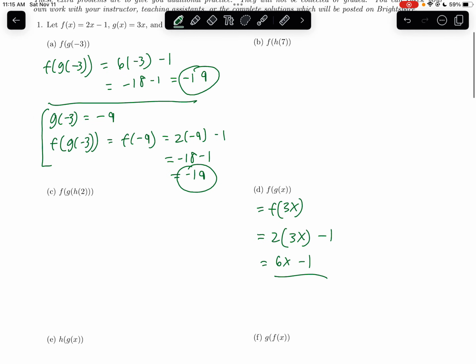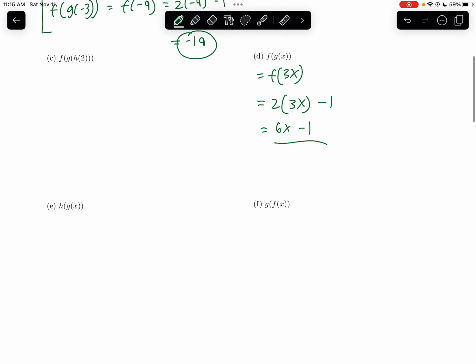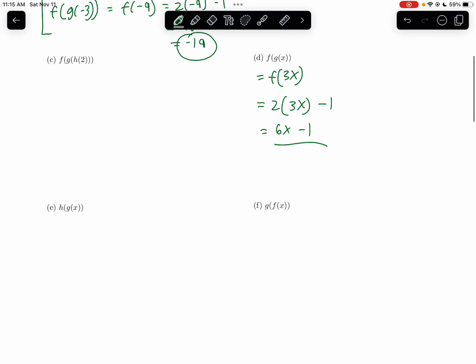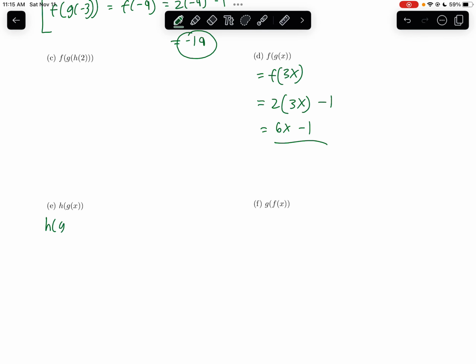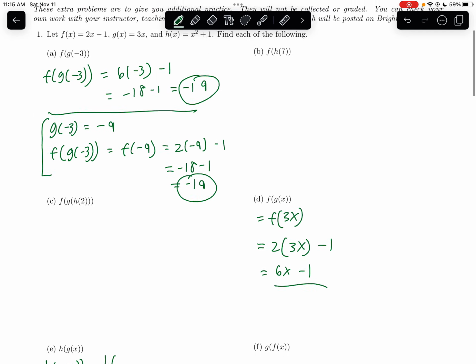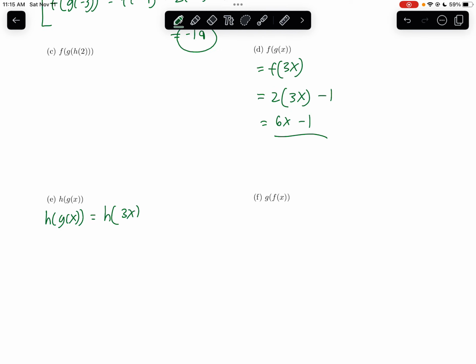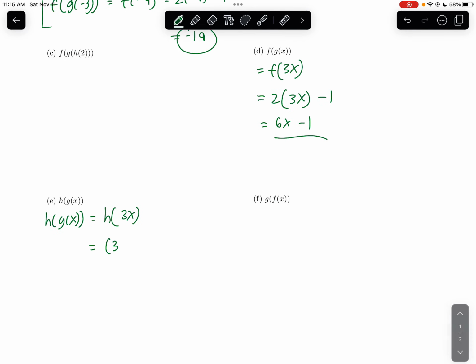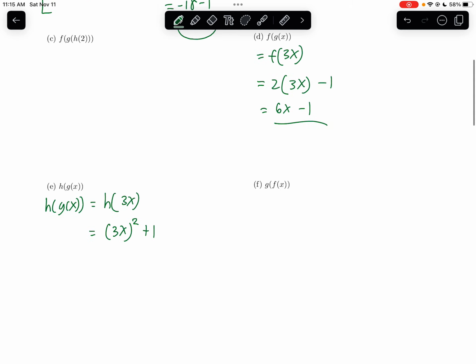Similarly, let's do the other function. So say h of g of x. Well, g is 3x. So you're computing the function value from h at 3x as the input, but h is x squared plus 1, so it's (3x) squared plus 1. And if you square this, you get 9x squared plus 1.